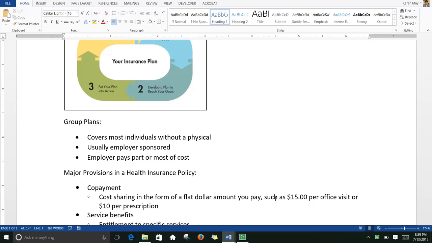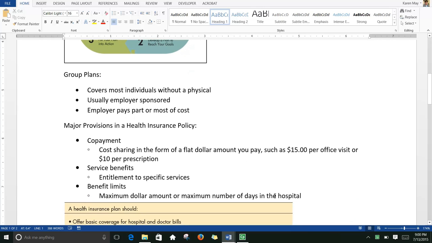Major provisions in a health insurance policy. First of all, you have the copayment, the cost sharing in the form of a flat dollar amount you pay, such as $15 per office visit or $10 per prescription. You have the service benefits, entitlement to specific services. And then you have the benefits limit, the maximum dollar amount or maximum number of days in the hospital.